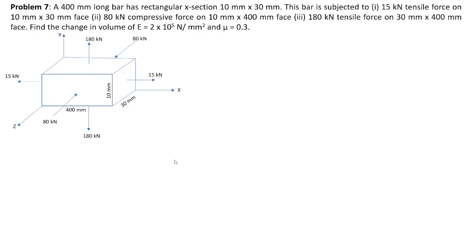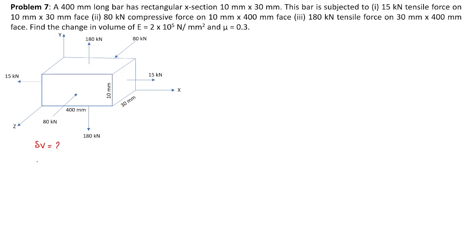So the tensile force will be 15 kilonewton. Then an 80 kilonewton compressive force. Compressive means it will be inward. This is the compressive force on the 10 by 400 face. Then 180 kilonewton is on the 30 by 400 face. Then find the change in volume. Means we have to find delta V, right?